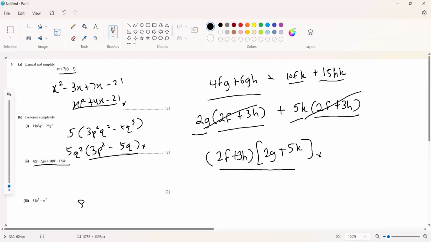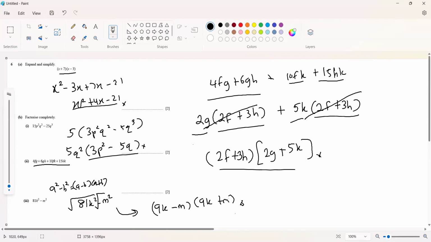And then finally, part 3 is based on our concept of a squared minus b squared equals to a minus b times a plus b. So in other words, we are going to square root these 2 terms to break it down. So it will be 9k minus m and 9k plus m. So that will be our final answer for this case.